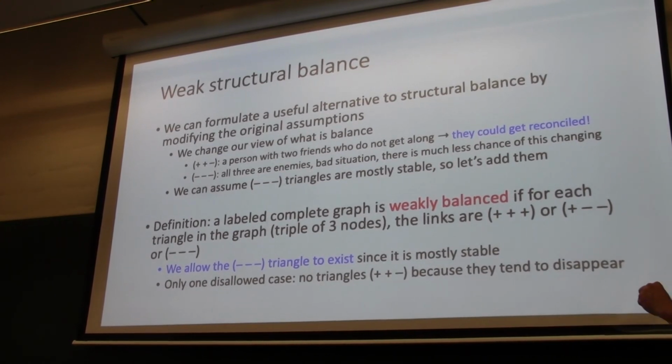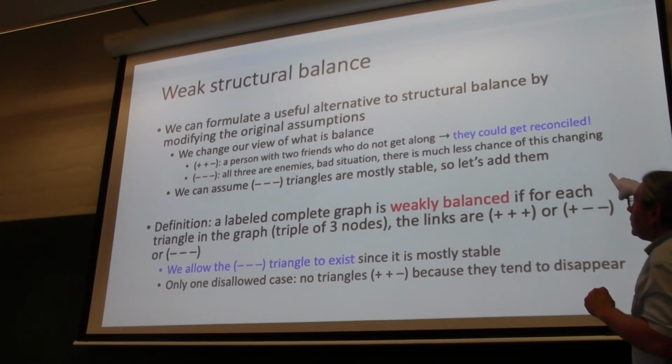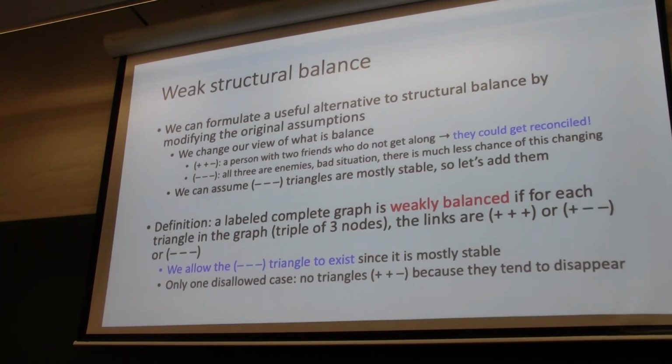So that means the minus, minus, minus triangles, though, are kind of pretty stable. They won't change. Everybody's enemies, and there's no force of reconciliation, okay? In this one, A is like a force of reconciliation, whereas in the minus, minus, minus, there's nothing there that will push the triangle to change, okay? So that means this one is actually kind of a stable one too.